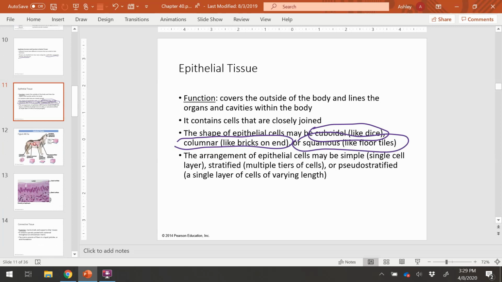And then here they also have different arrangements. So they can have 1 layer of cells, which is single layer. They can have multiple layers of cells, which is called stratified. And then they have 1 layer of cells that looks like it's multiple layers, and so that's pseudo-stratified or false stratified.